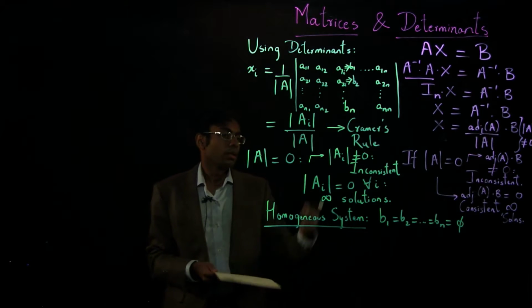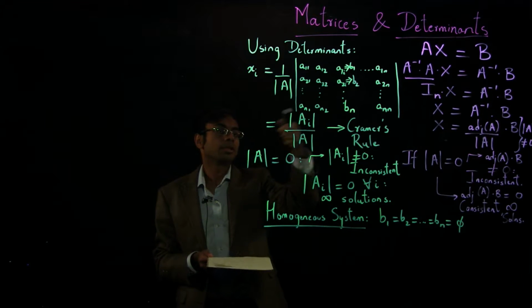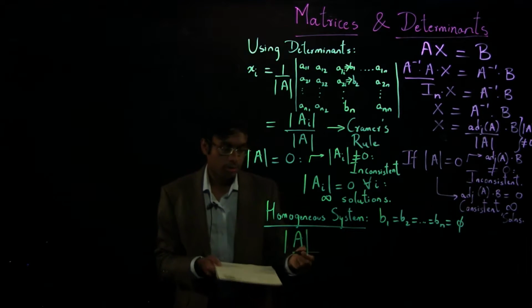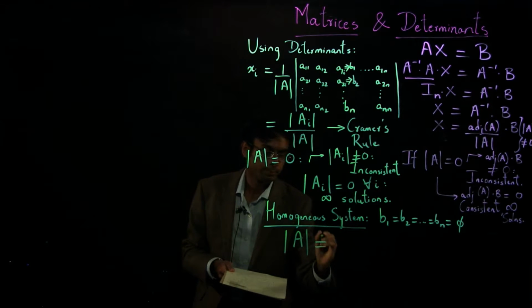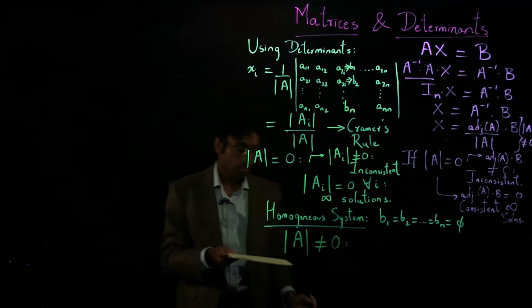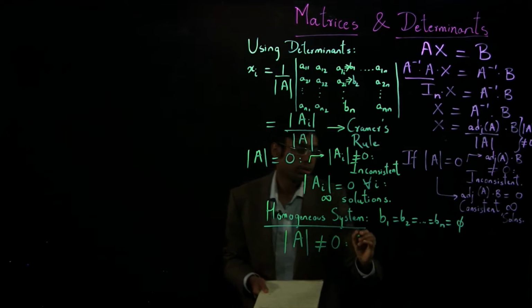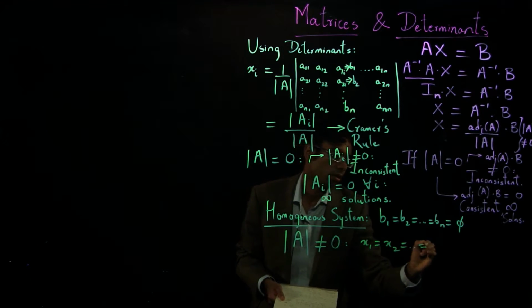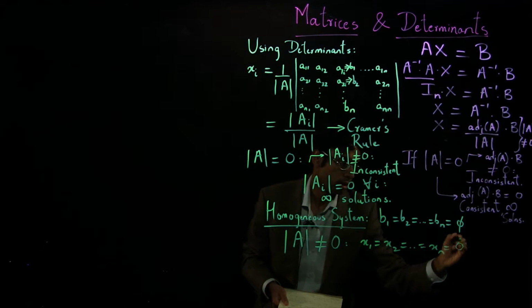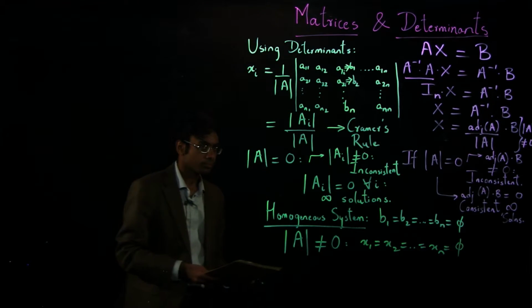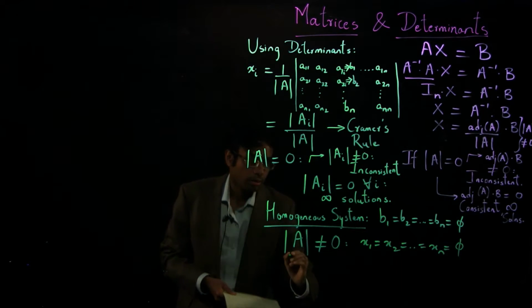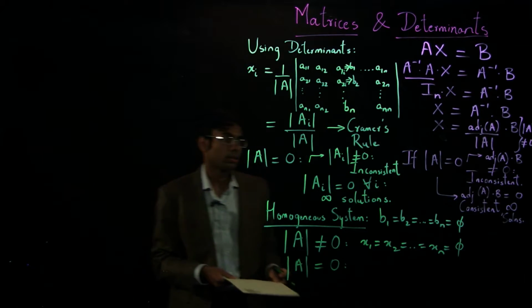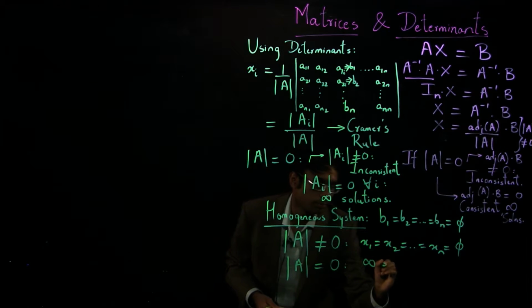Again, we can look at it using this method. For example, if the determinant of A is non-zero, there is only a trivial solution, which means every single variable x1, x2, all the way to xn is 0. But if the determinant is 0, then there is an infinite number of solutions.